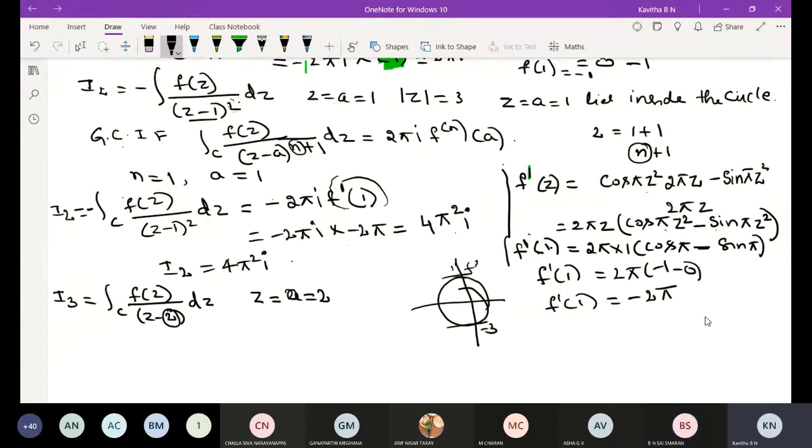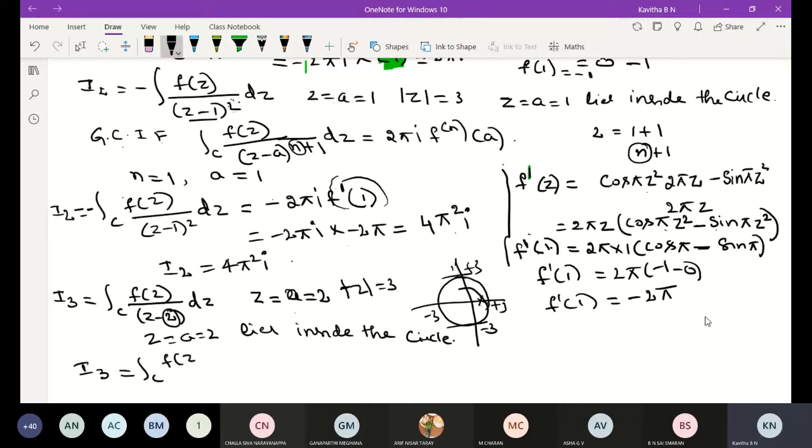Minus 3, plus 3. Here the point will come inside the circle only, since z equal to a equal to 2 means mod z equal to 3. So z equal to a equal to 2 lies inside the circle.